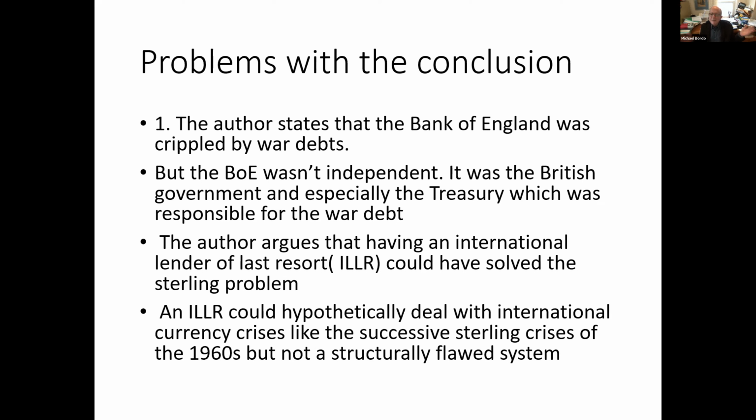The Bank of England wasn't independent. It's the British government, and especially the Treasury, which has responsibility for the war debt. And then she argues that having an international lender of last resort could have solved the sterling problem. It could have hypothetically dealt with international currency crises, like the sterling crises that occurred in the 60s, but it couldn't have dealt with a structurally flawed system. Next slide.